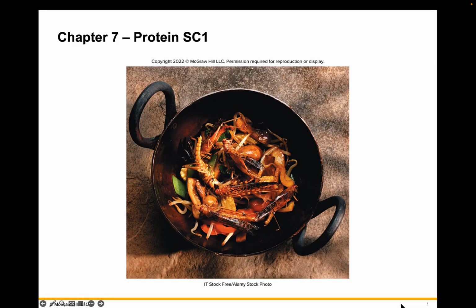Chapter 7, Protein, Screencast 1. This is the last chapter in Unit 2, and this is the end of the energy-yielding molecules.